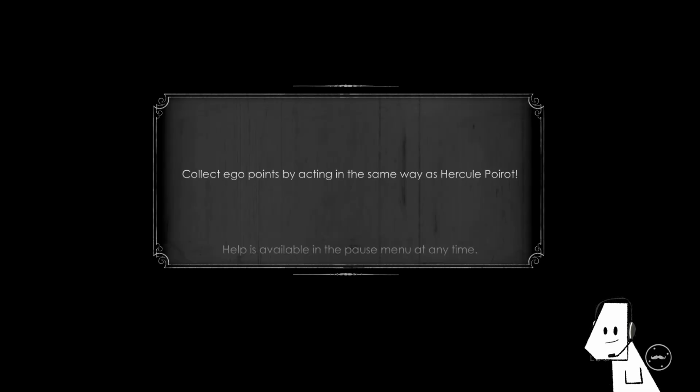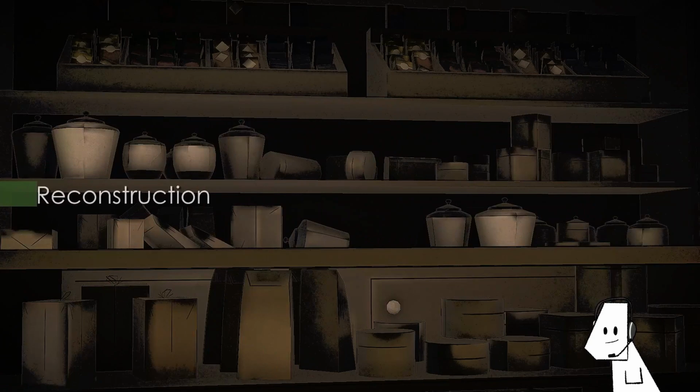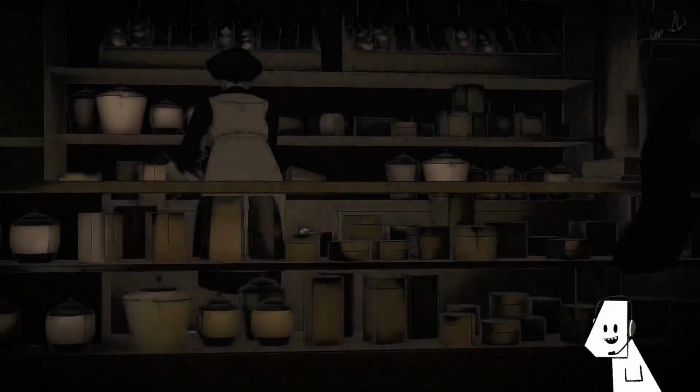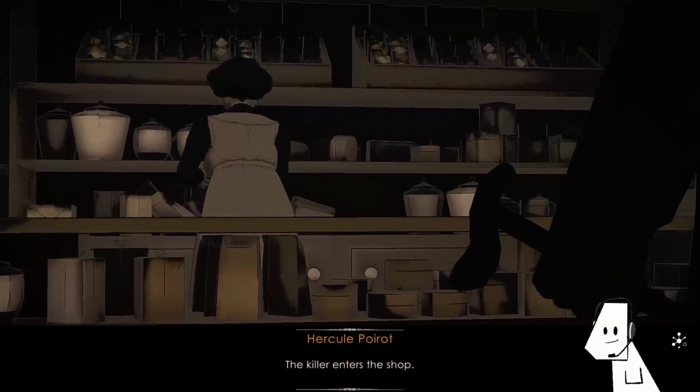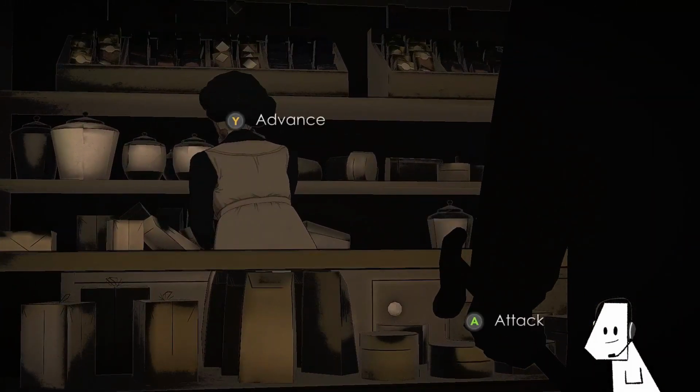Oh, are we going to reconstruct the murder now? Reconstruct the crime's course of events by selecting the actions that the killer may have executed. Oh, cool. Okay. So he asked for some cigarettes. She turned around. He knocked her in the back of the head. The killer enters the shop. No, he didn't attack her yet.